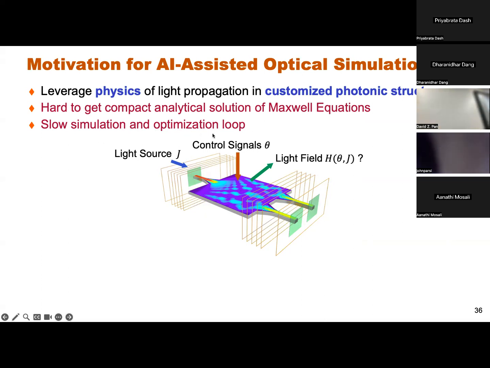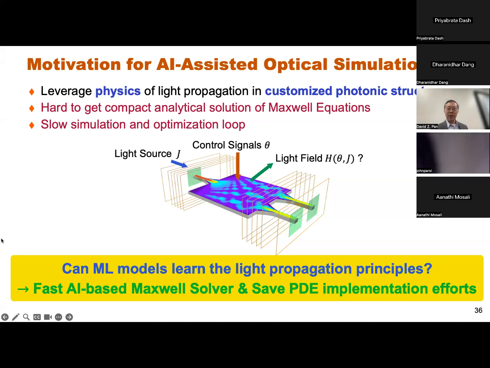Especially if you are trying to do optimization, exploring your design space, running those very detailed, physics-based simulations is unaffordable. So what we have been doing is asking: can we learn the light propagation principles, guided by some physics principle, but not using very expensive simulators? For example, to solve Maxwell equations, which are essentially PDEs. This is actually a very, very big topic.